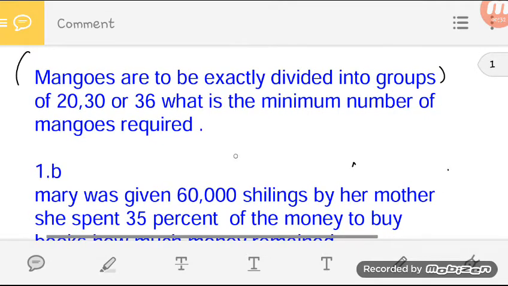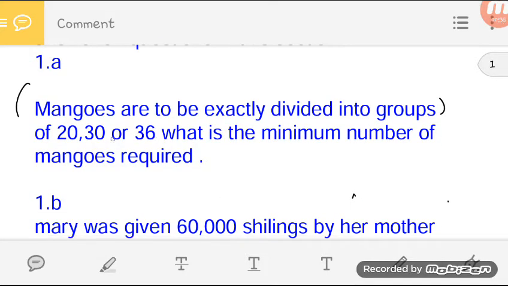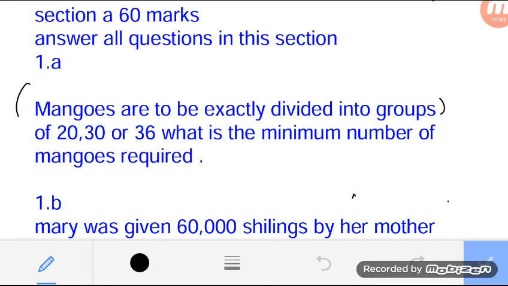The question number 1A was asked like this: mangoes are to be exactly divided into groups of 20, 30, and 36. What is the minimum number of mangoes required? So the question is trying to ask you to find the lowest common multiple of these numbers, the number that can divide all of these three numbers without any remainders, but will result in the smallest number for all groups.